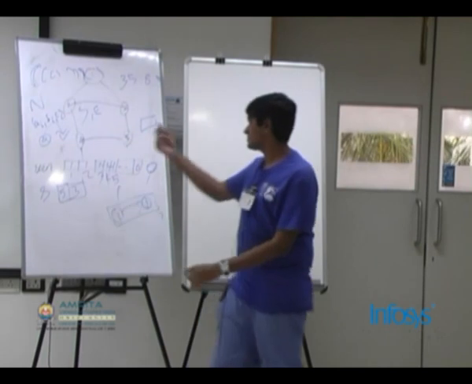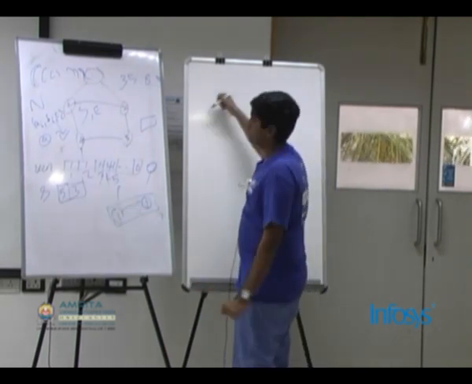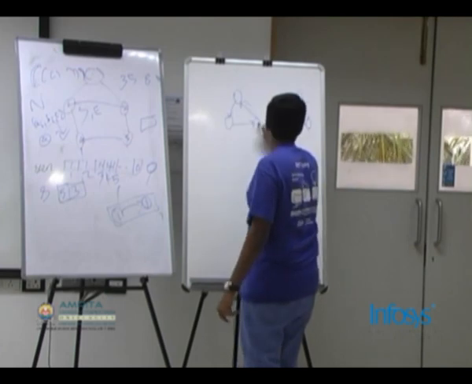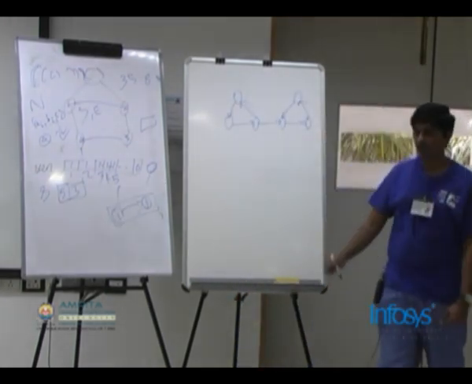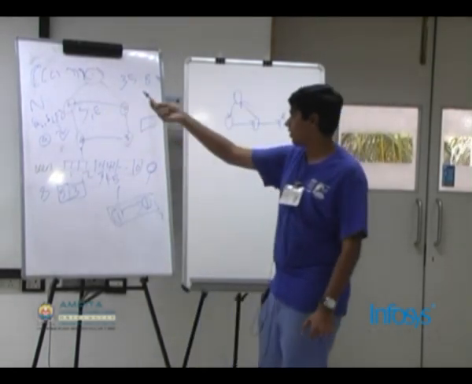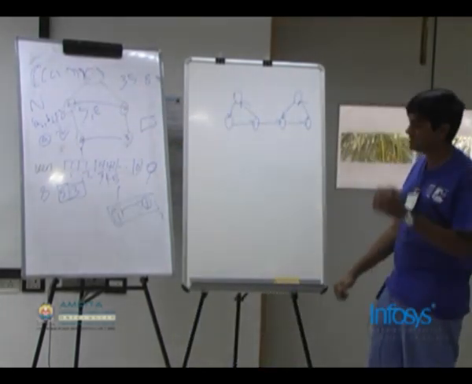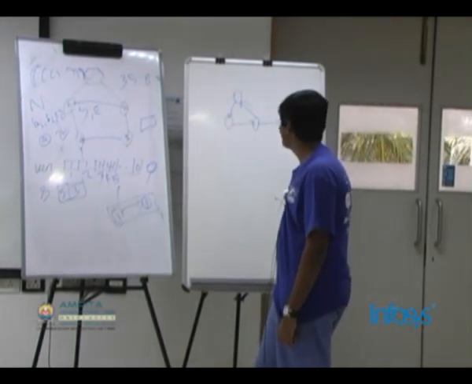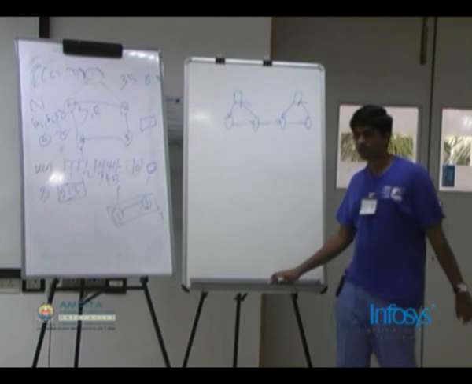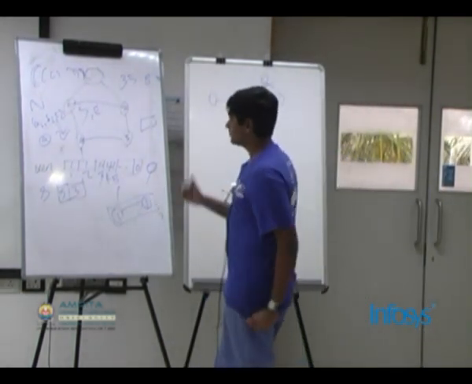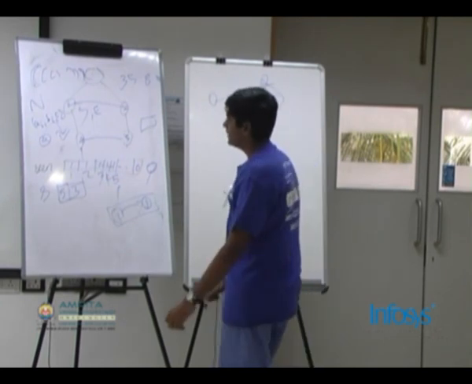So first, assume you have this graph. I'll take a smaller graph. Call DFS of G to compute finishing times f of U for each vertex U.